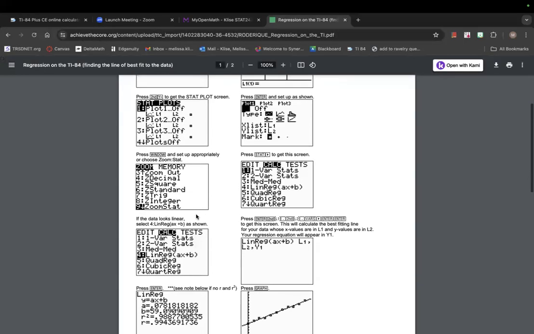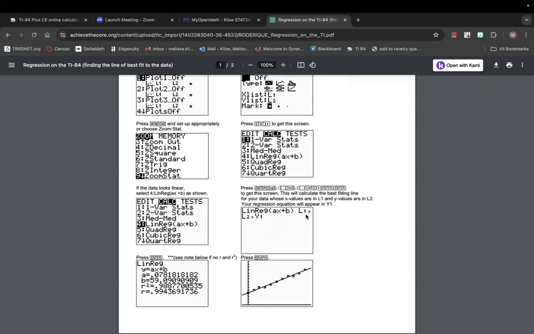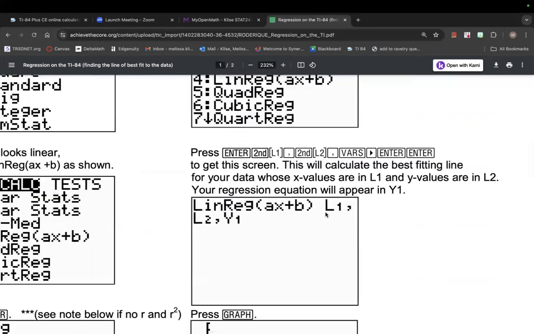Okay, I don't care about all that. So there's no parentheses, just L1, L2. Don't put the Y1 there. So you see this right here? Just put L1 comma L2, then don't put anything else after that and try it again. I got some stuff. Okay, good.